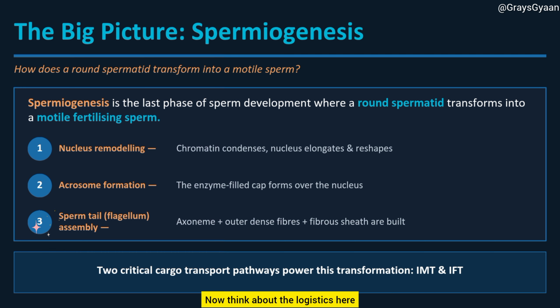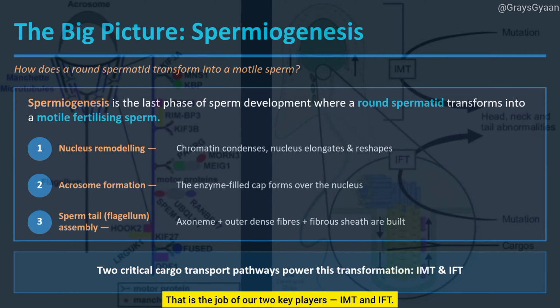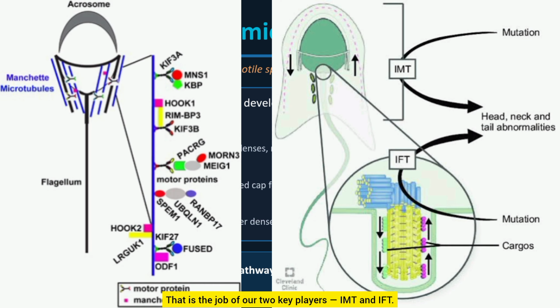Now think about the logistics here. All of these structural proteins need to be transported to very specific locations inside the cell, at precisely the right time. So who handles this incredibly precise delivery? That is the job of our two key players, IMT and IFT.